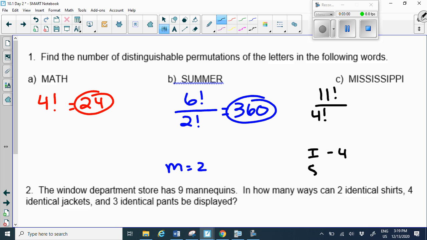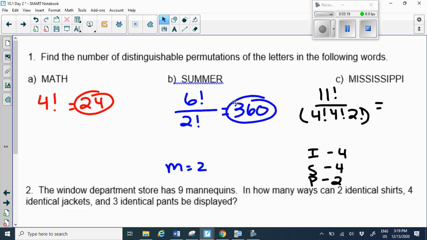What about S? That is also repeated 4 times. So we have 4 factorial. Then what about P? That is repeated twice, meaning that there's 2 of them. Okay, that's another way of saying it. So we have 4 I's, 4 S's, and 2 P's. Now, just like we did in our earlier video when we talked about factorials, if we're putting this into our calculator, anything in the denominator has to be in parentheses.